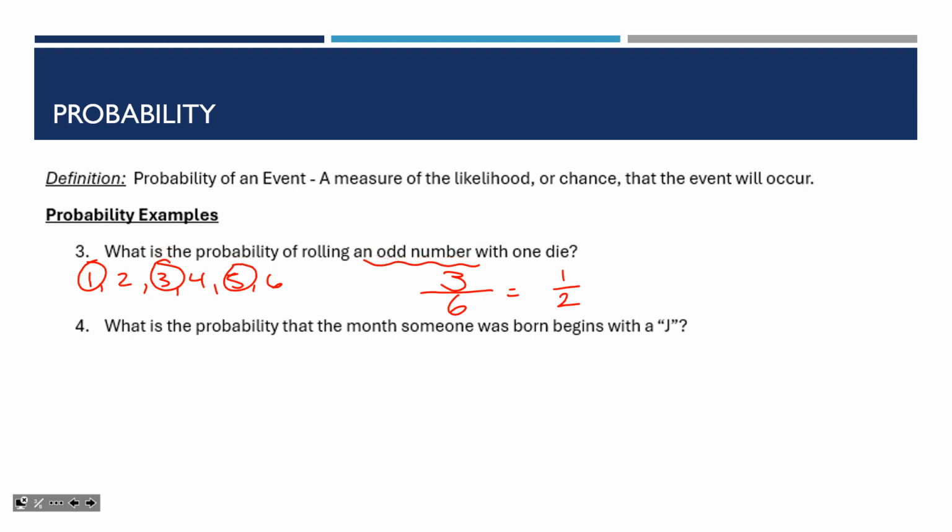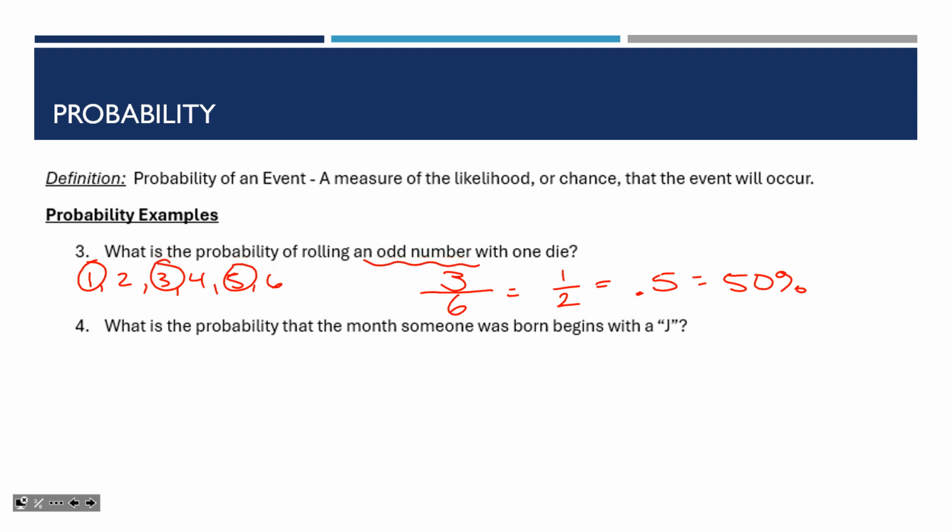You can list your probabilities as fractions. You could convert it to a decimal, or you could convert it to a percent. So any of those answers is fine: 0.5, 1/2, or 50%. Number 4, what's the probability that the month someone was born in begins with a J?